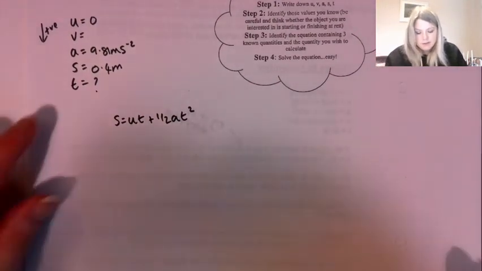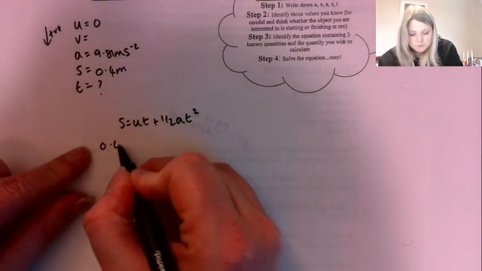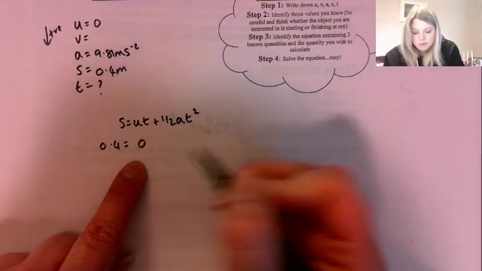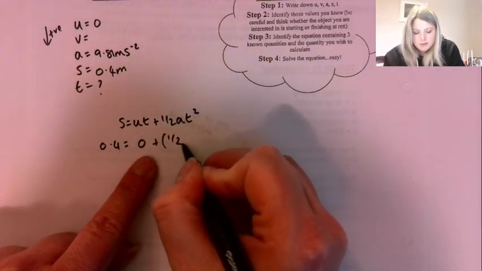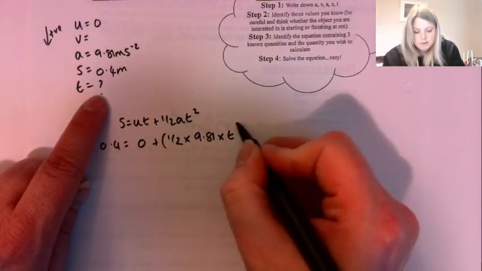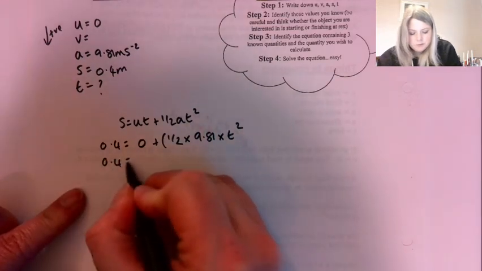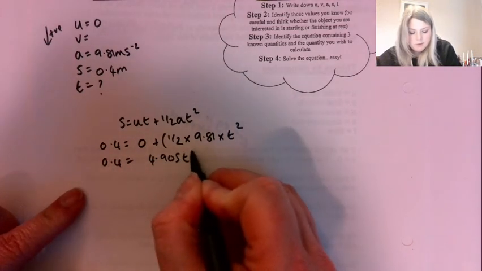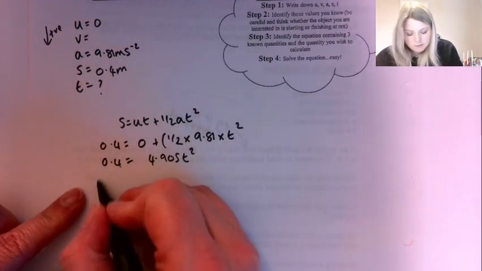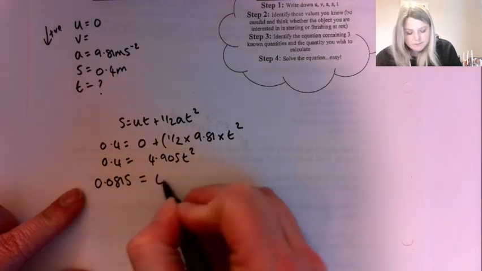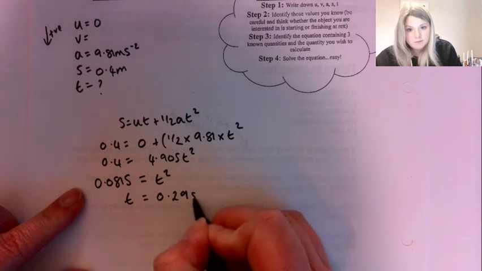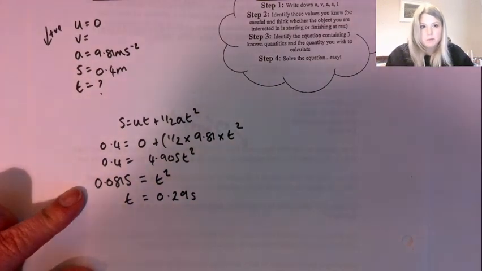Next, fill in my values. So S is 0.4. U is 0, so anything multiplied by 0 is going to give me 0, so I'm just going to put in 0 there. Plus half multiplied by A, which is 9.81, and then multiplied by T squared. So 0.4 is 4.905 T squared. Divide both sides by 4.905, gets 0.0815. And then square root both sides, and I'm going to swap the sides as well. Gets me 0.29 seconds. Okay, hopefully that one was okay.